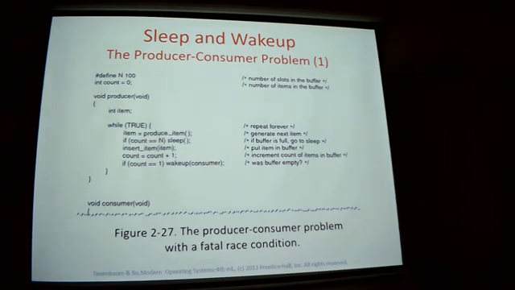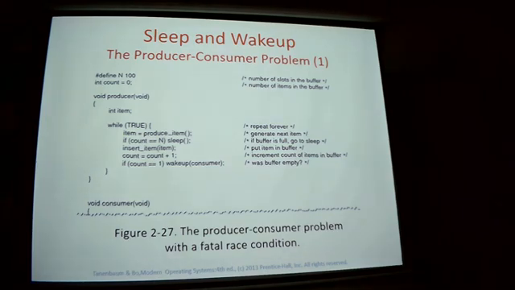Now there are two processes. The first process is to produce items, so its role is producer. The second process is to fetch items, so the role is like a consumer. These two processes share the buffer, so the items are stored in the buffer.